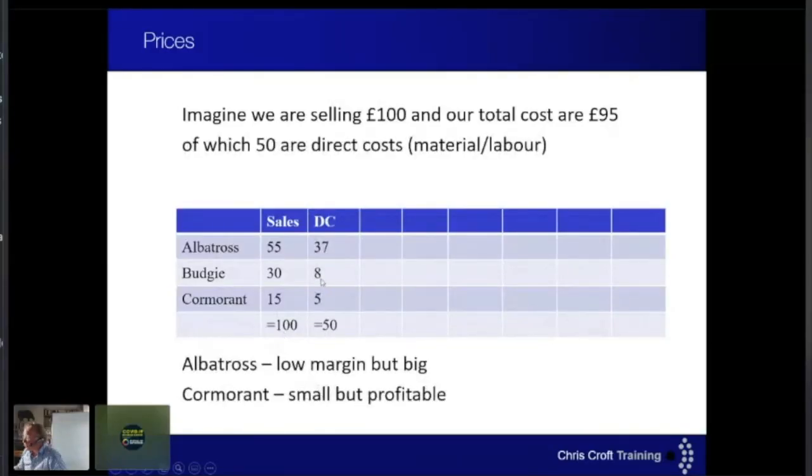And then my direct costs for doing Albatross are 37. Budgie is only 8. So that looks profitable. Cormorant is 5. That looks pretty profitable. So Albatross is not very profitable. It's low margin, but they're big. And Cormorant is the smallest, but looks like a good margin. And you remember I was saying that these are the dangerous ones. So let's explore them a bit more.